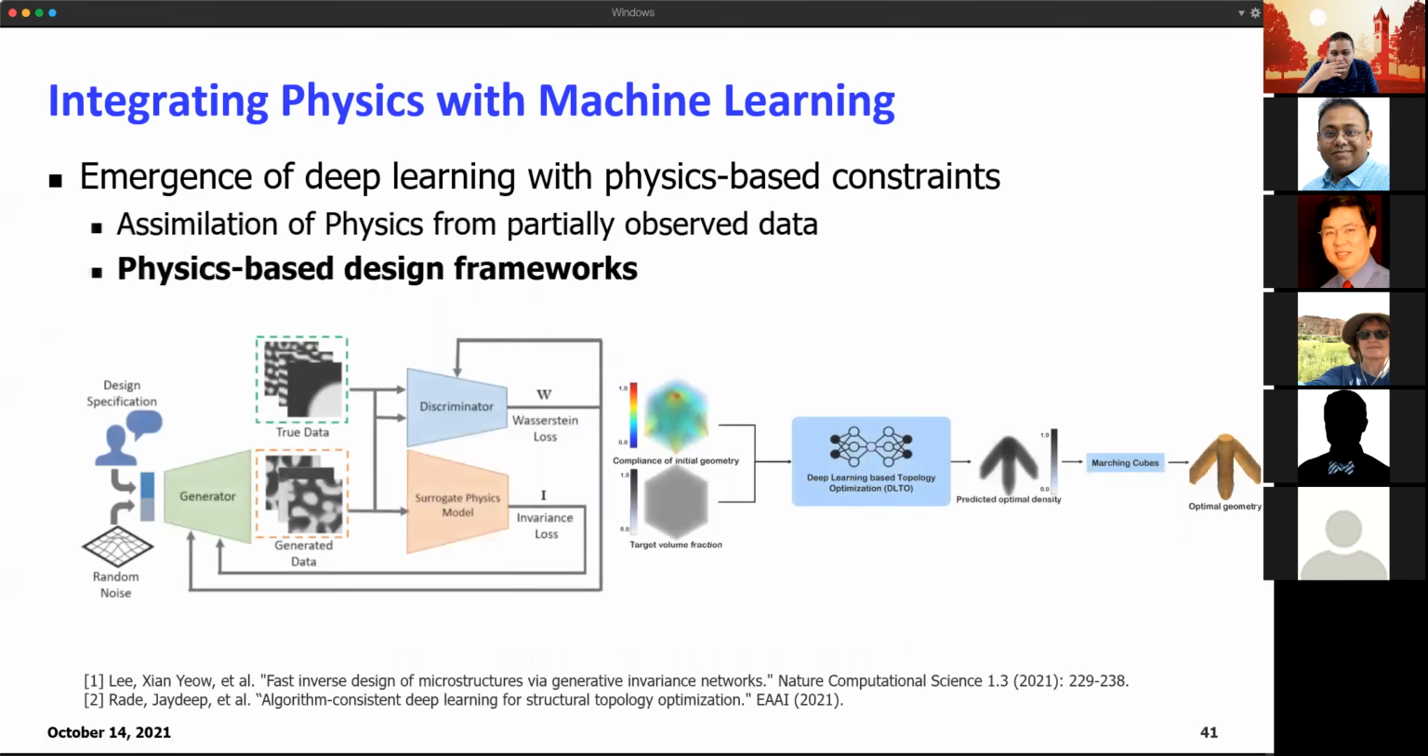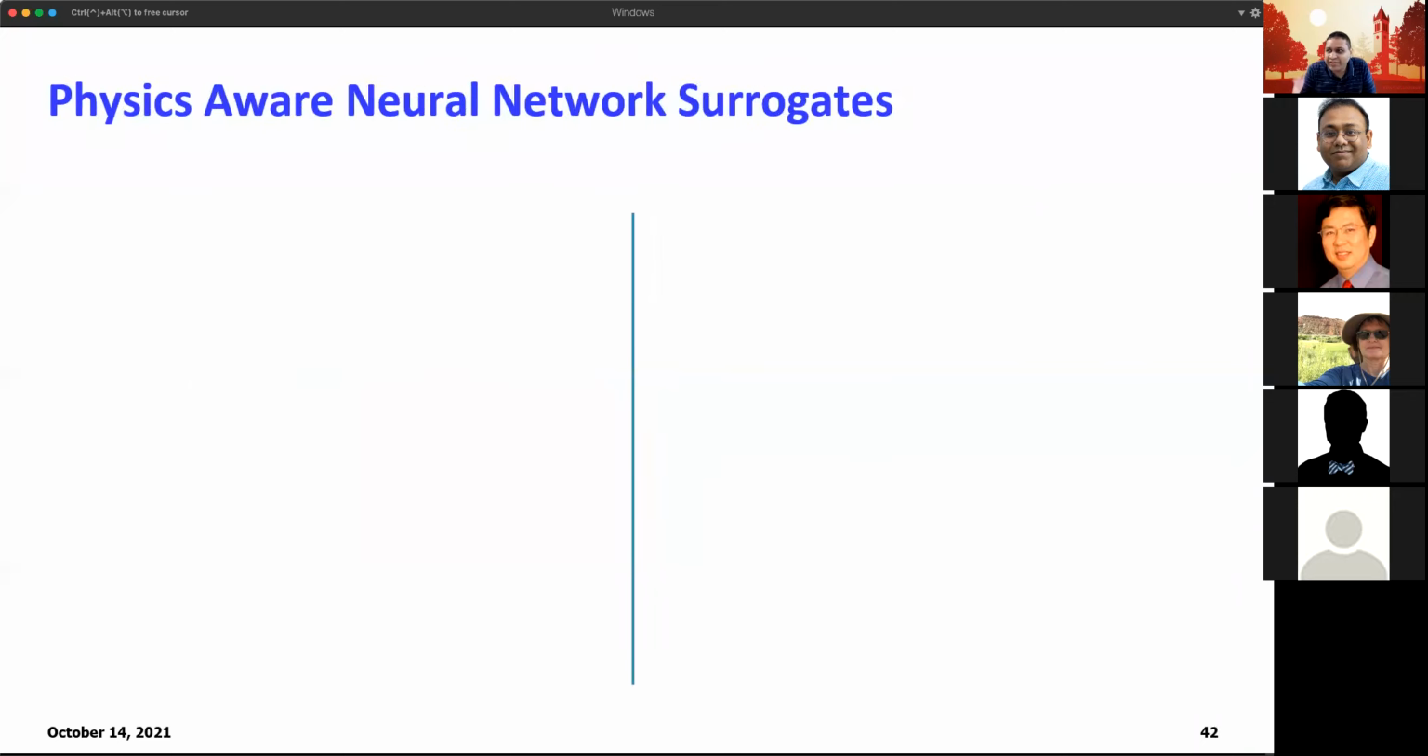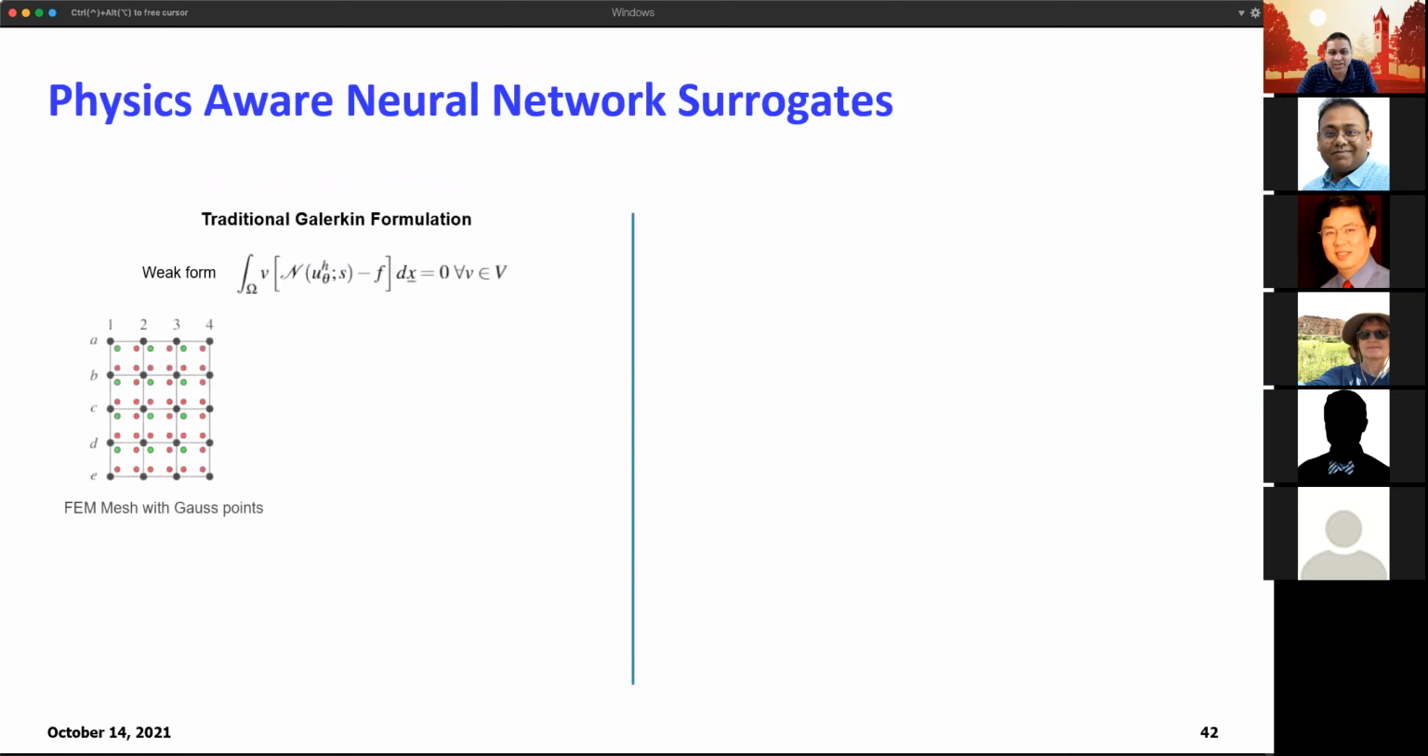We have been successful in using the same idea for our application. We have been using it for generating microstructures and also for topology optimization, where we can build in the physics of the topology optimization problem or the structure analysis, and use that to simulate and reduce the data requirements much lower. So that is just a very broad overview of what physics-aware neural networks are.